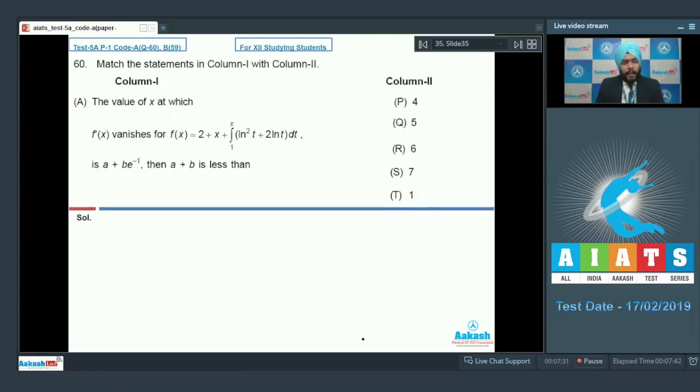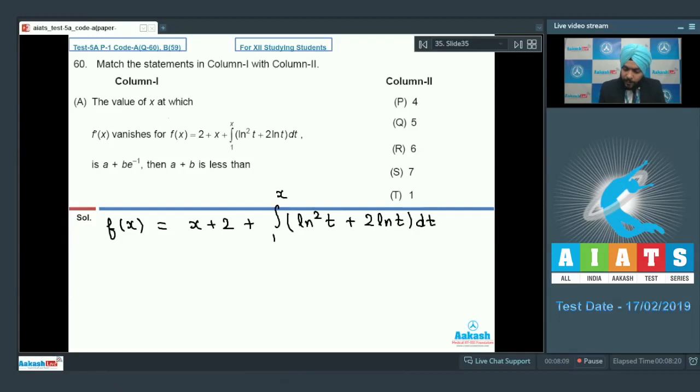This question says that again match the statements in column 1 with column 2. A part says that the value of x at which f dash x vanishes for f(x) equal to 2 plus x plus integral from 1 to x of ln squared t plus 2 ln t dt is a plus b into e raised to power minus 1, then a plus b is less than. So we have f(x) as x plus 2 plus integration of 1 to x of ln squared t plus 2 ln t.